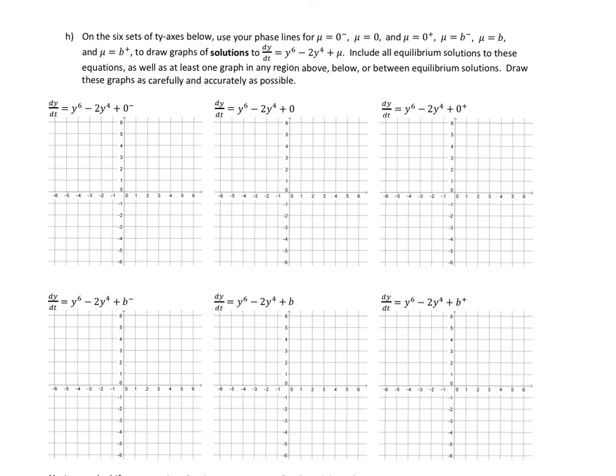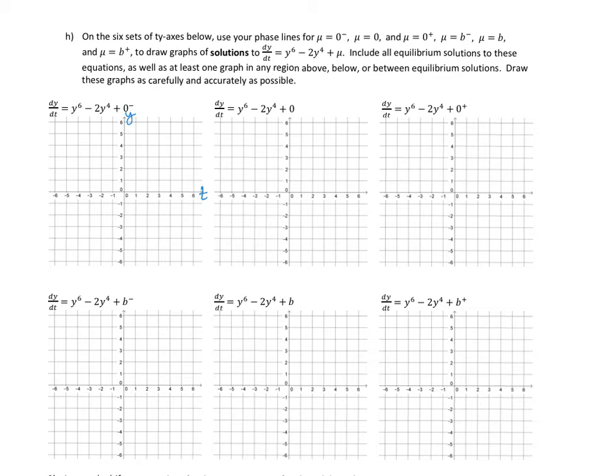On the 6 sets of axes below, use your phase lines that we just drew in the bifurcation diagram to draw graphs of solutions. So this is different because these graphs are T, Y. So these are solution graphs versus the mu Y graphs that we drew before that were just phase lines for the different solutions. So now I'm going to take each of those phase lines and zoom in on it so that I can look at the solution in terms of T.